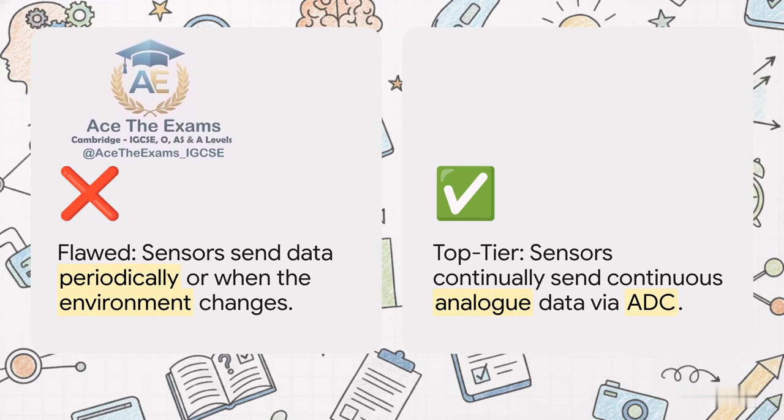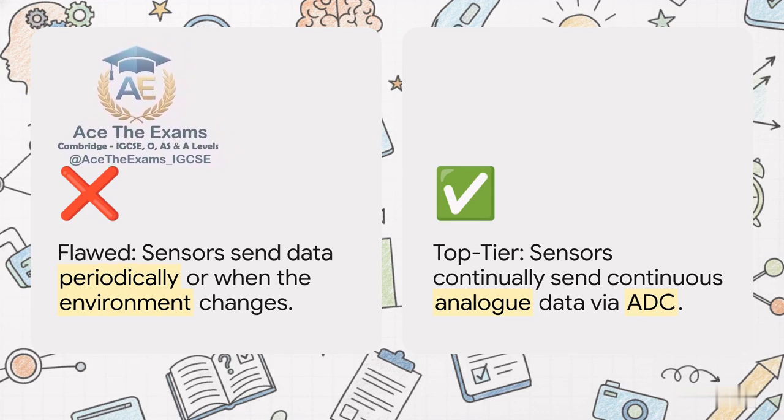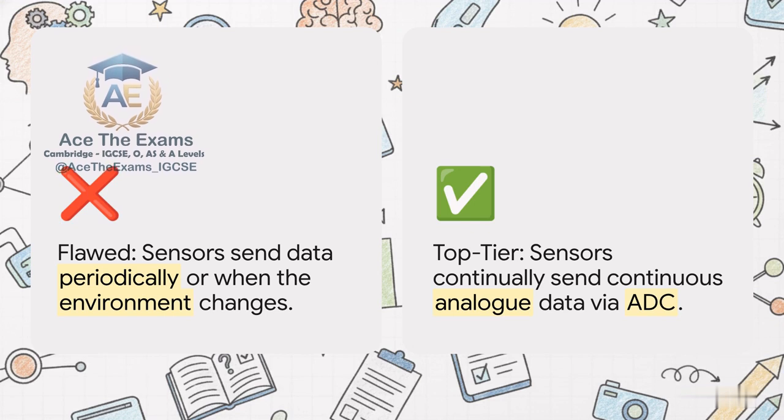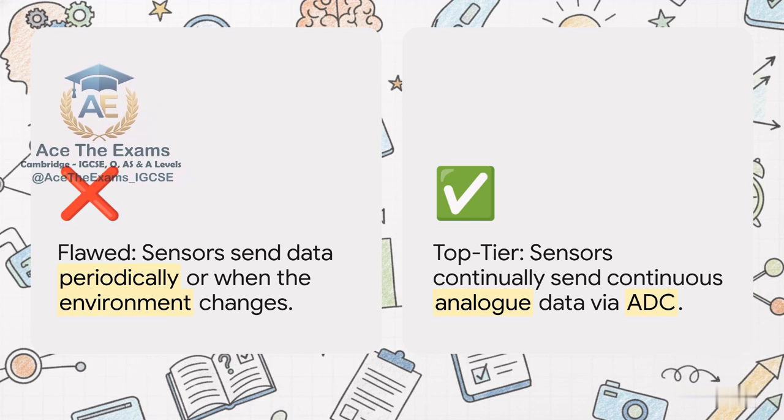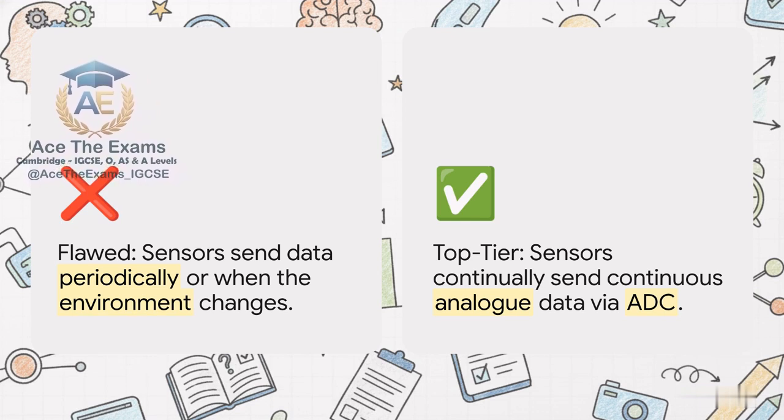Okay, if you pick student A, you just hit a massive grade boundary risk. Student B wins this every single time because top-tier marks absolutely require knowing that monitoring data flow is continuous. It literally never ends. Mastering this distinction is your ultimate payoff today.